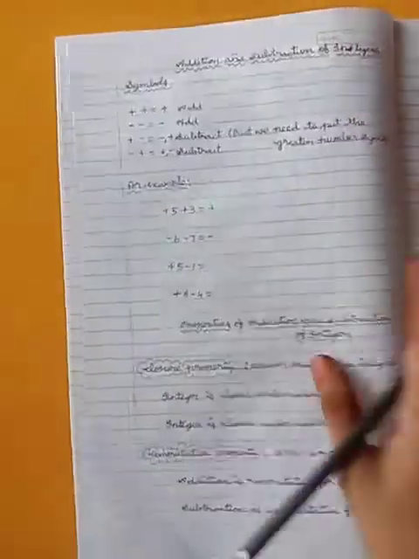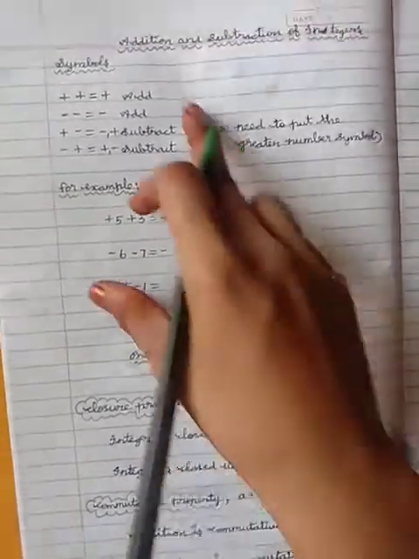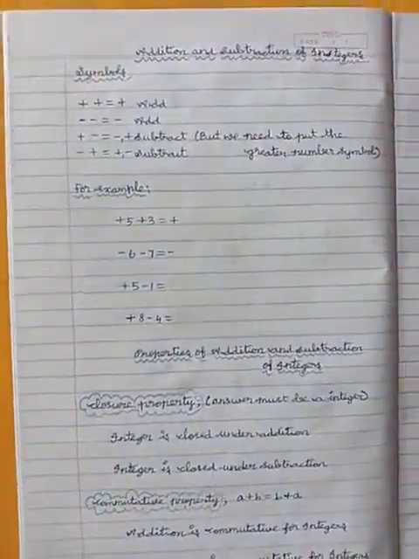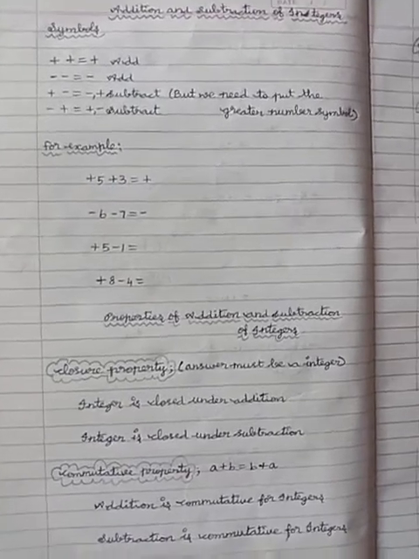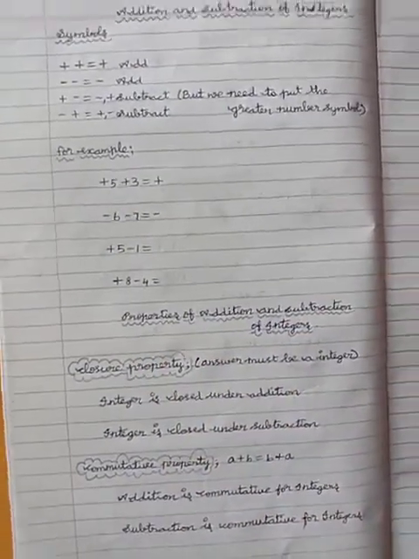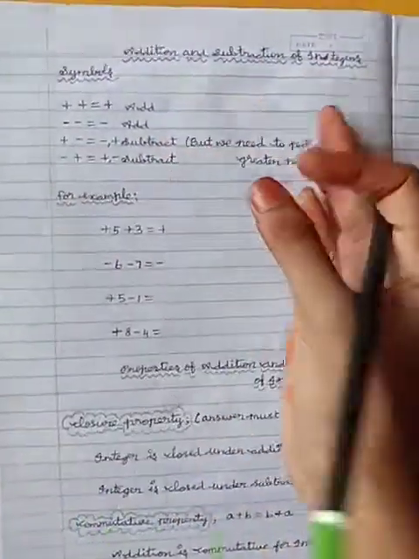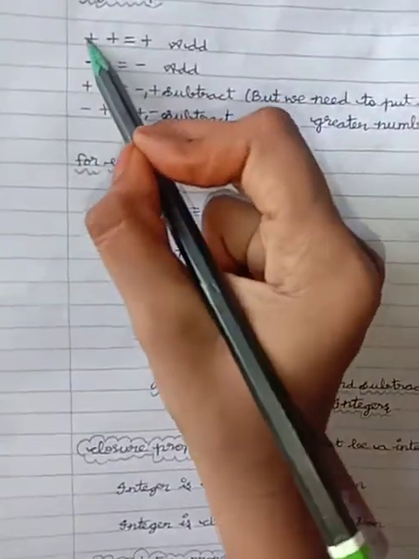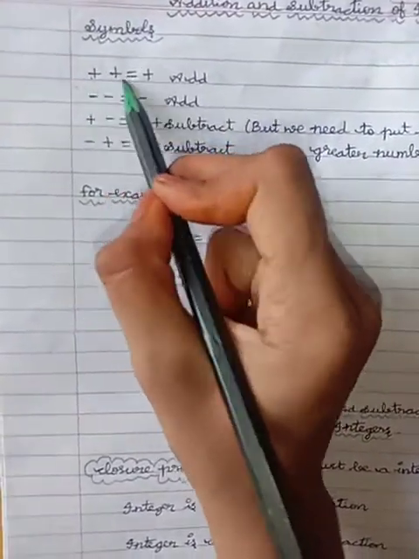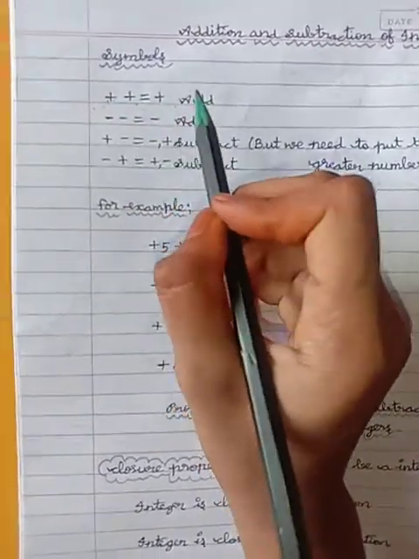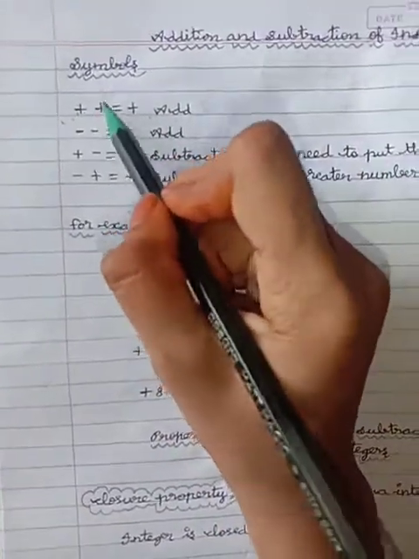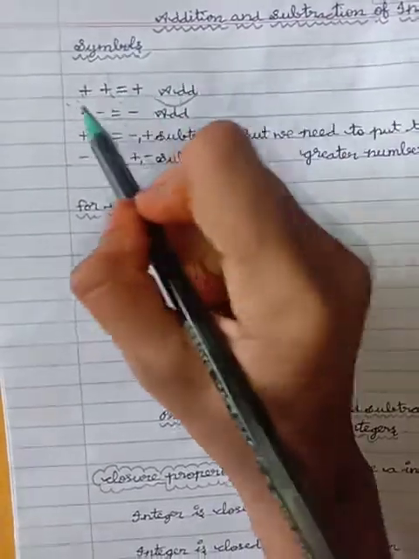Okay. Let's go to this part, addition and subtraction of integers. While doing addition and subtraction of integers, we must see the symbol. The symbol is very important in this. So let's see. Positive plus positive is equal to positive. That is, plus with plus is plus. We need to put the same symbol and we need to add the 2 integers.